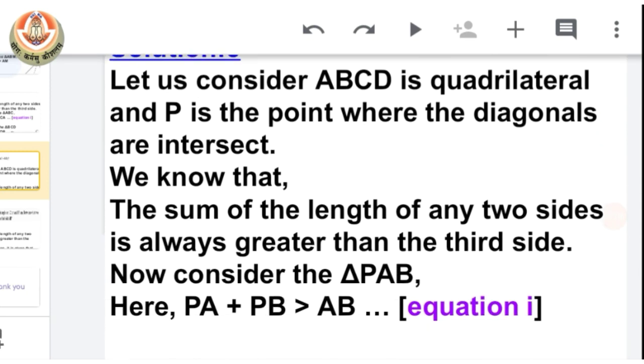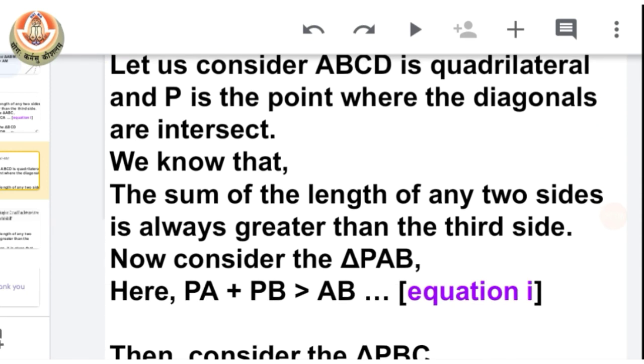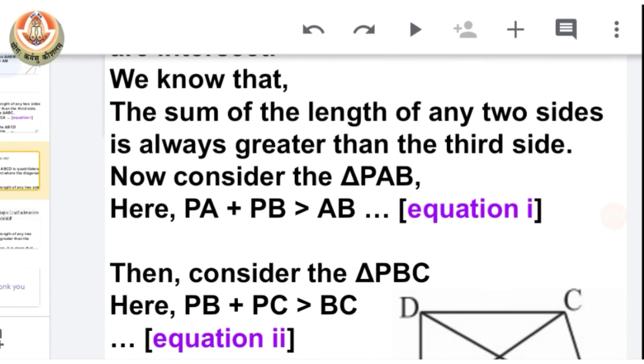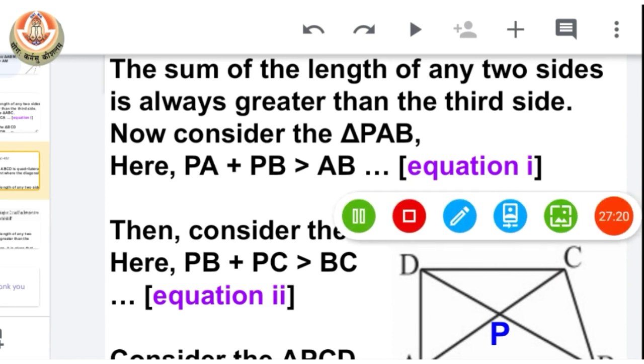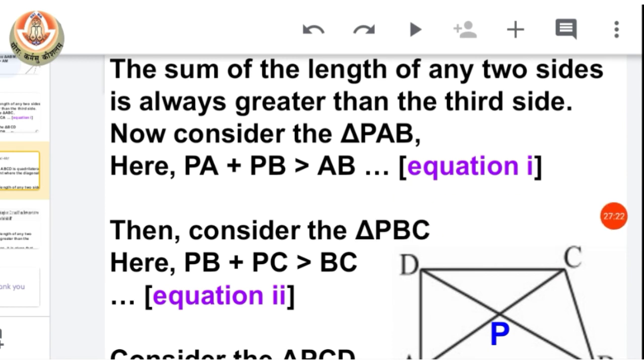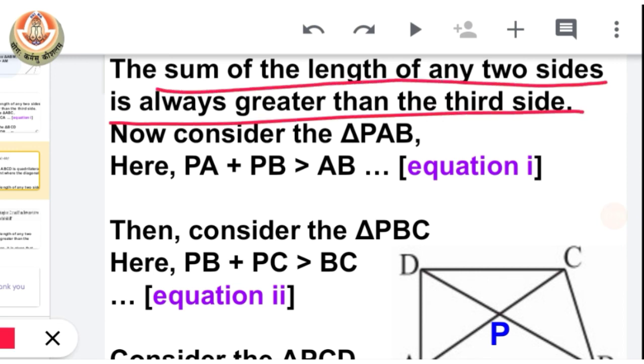So let's consider ABCD as a quadrilateral and P as the point where its diagonals intersect. So this is our diagram, you can see below. So what we have to use is that property: the sum of the lengths of any two sides of a triangle is always greater than the third side.